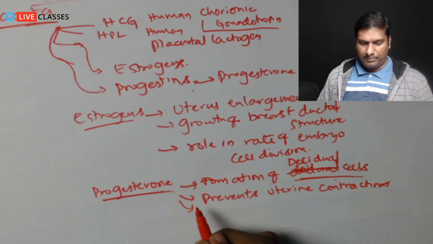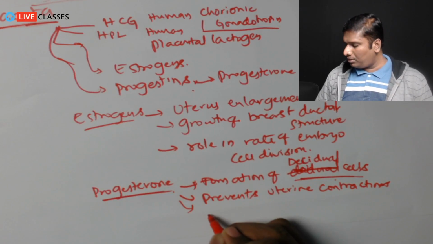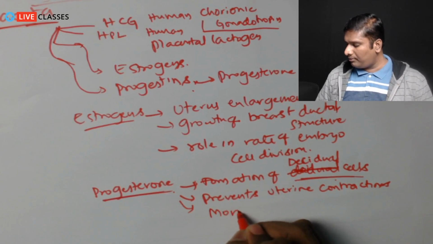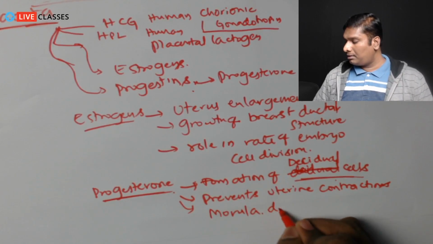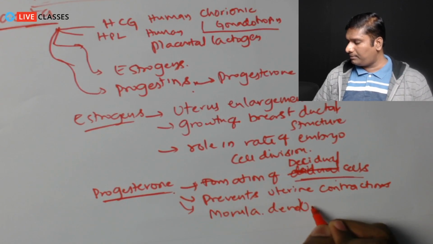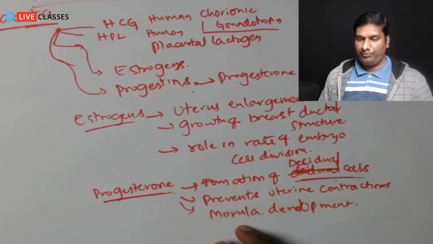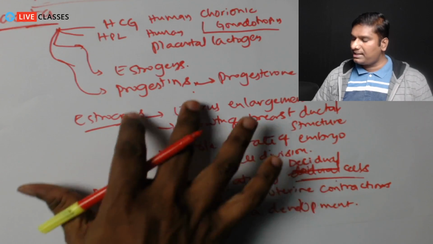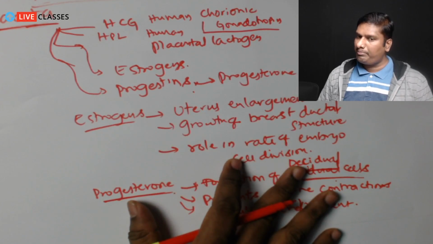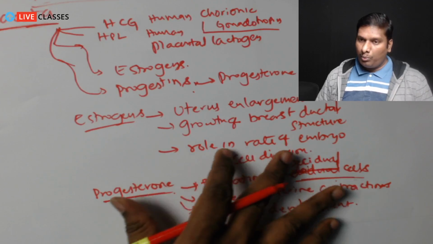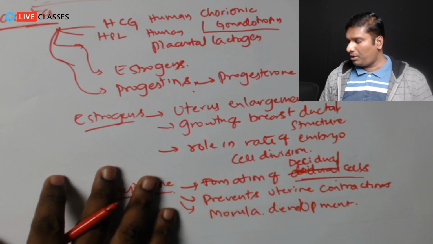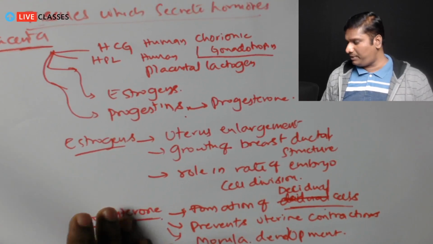Then it plays an important role in the development of the morula, which is the developmental stage of your embryo. So these are the additional roles performed by estrogens and progesterone post pregnancy. Now we'll talk about HCG and HPL. What do they do?